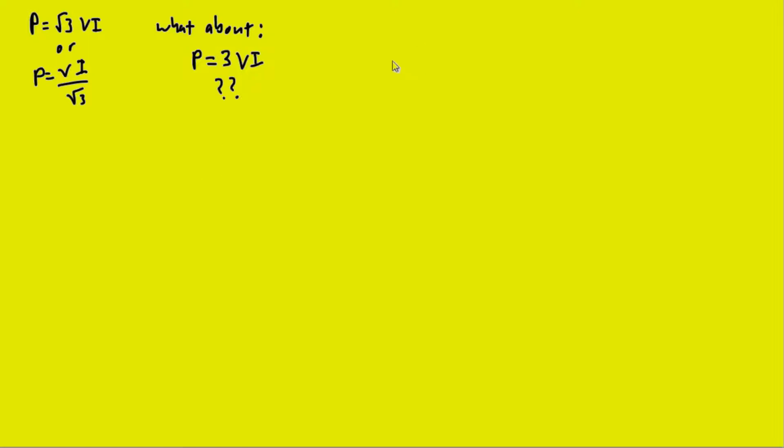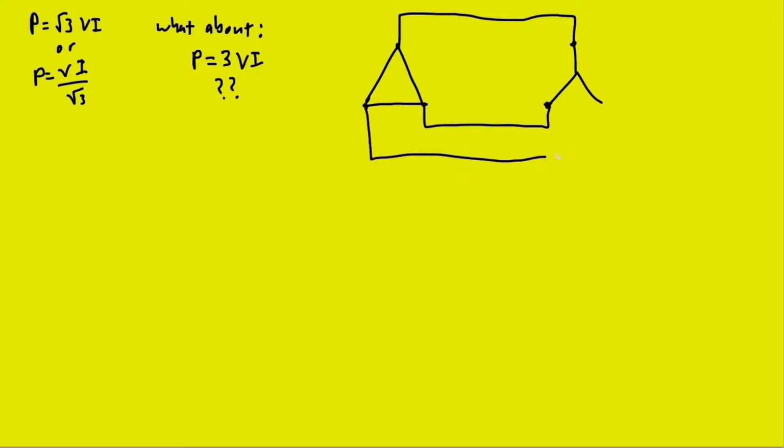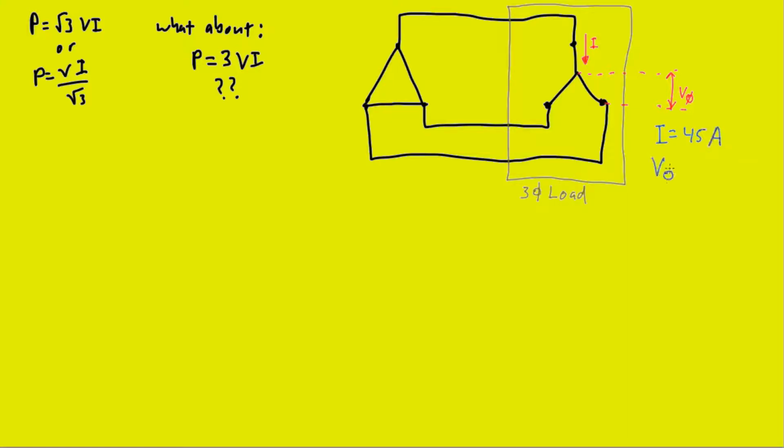For an example to demonstrate this, let's say we have a 3-phase source connected to a 3-phase load. For our diagram here, we're going to go from delta to Y. Let's add a current here and a phase voltage here. Let's quantify the givens. So our current I equals 45 amps, and the phase voltage equals 2.77 kilovolts.